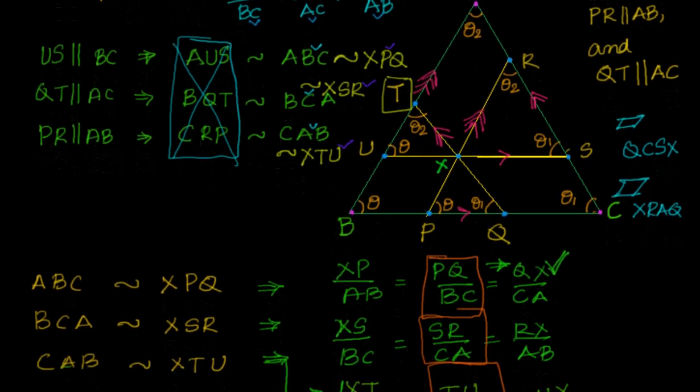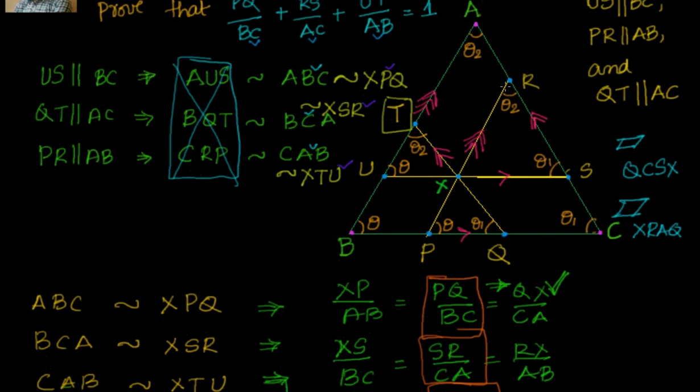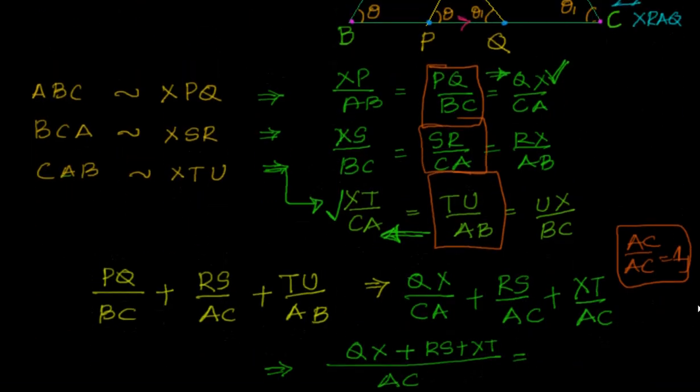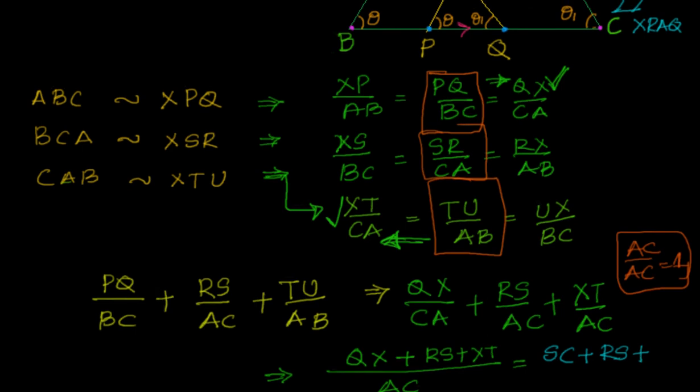Now our problem is solved. So I'll go ahead and say wherever QX, now I want to transpose it to AC because I want to prove AC by AC equal to 1. So QX is equal to SC on AC. So I will go ahead and say this is nothing but equal to SC plus RS, I will keep as it is because it is already there in AC.